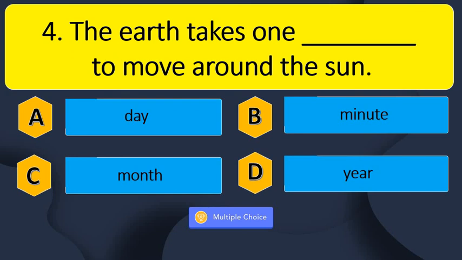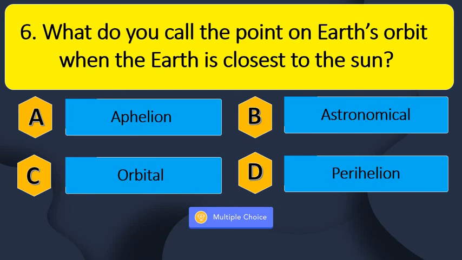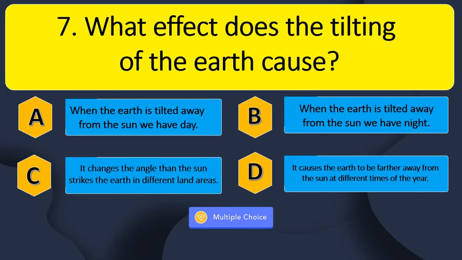Number 4, the Earth takes one blank to move around the Sun. 1 year, that's letter D. Number 5, what is an imaginary line through the center of the Earth around which the Earth rotates? Correct, it's axis, letter A. Number 6, what do you call the point on Earth's orbit when the Earth is closest to the Sun? Correct, it's perihelion, that's letter D. Number 7, what effect does the tilting of the Earth cause? Yes, letter C, that's correct.